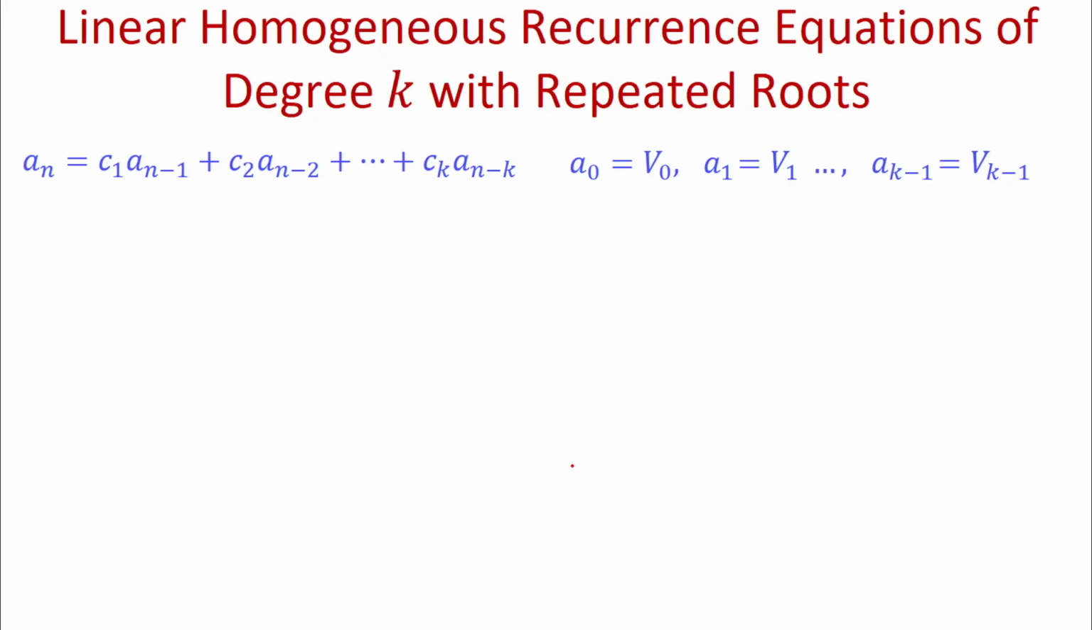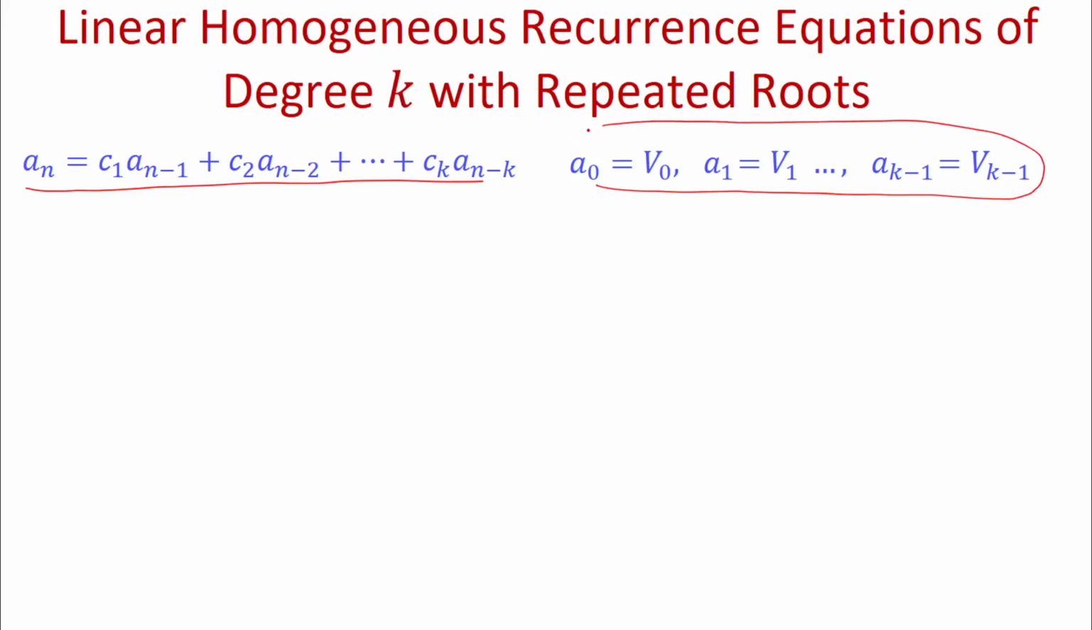Now we will consider the general case where we have a linear homogeneous recurrence equation of degree k with repeated roots. Okay, so this will be the form of the recurrence equation. You may or may not be given the initial conditions. If you are not given the initial conditions, we will just end up writing down the general term of the sequence satisfying the recurrence condition. But if you are also given the initial conditions, you can find out the exact sequence satisfying the initial conditions as well as the recurrence condition.